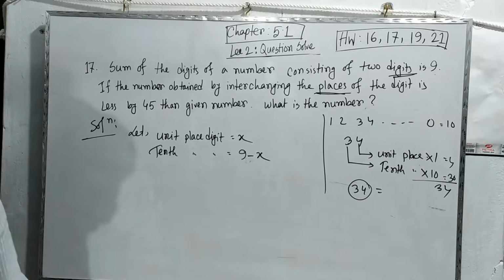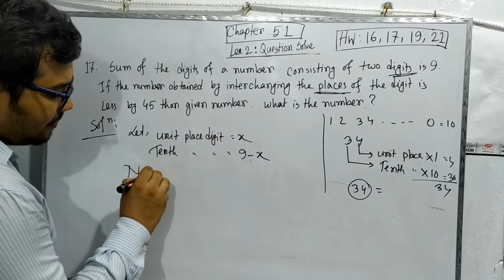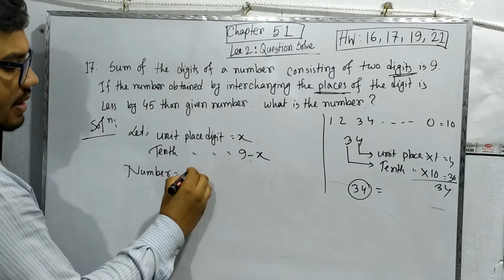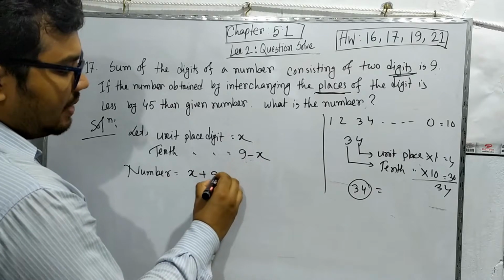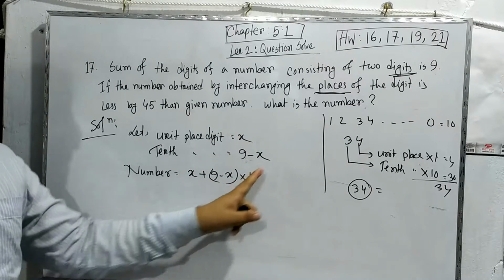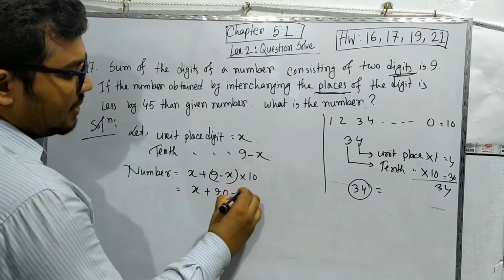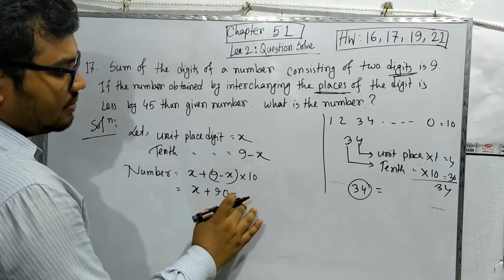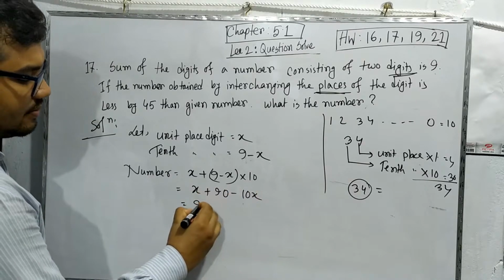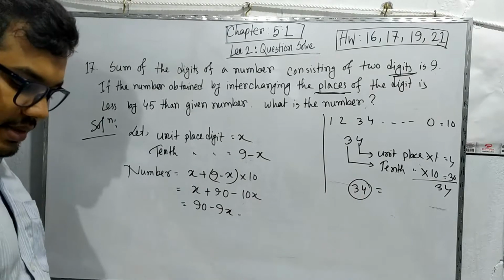After that, it says you have to find the number. So the number will be how? The unit place will be multiplied by 1 plus the 10th place will be multiplied by 10. So x plus 90 minus 10x, so 90 minus 9x. This is the number.